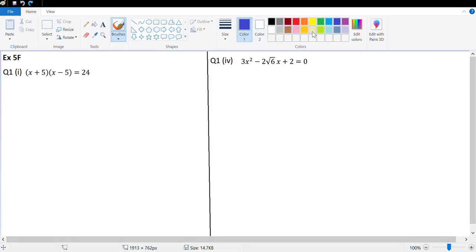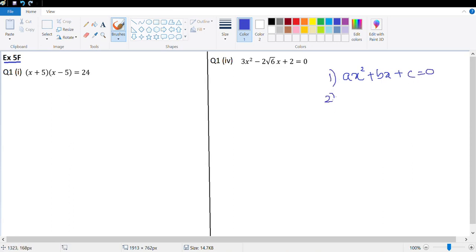Hi guys, let's start the last exercise of this chapter, which is Quadratic Equations, exercise 5F. Now before we start, let's quickly revise what all we've done in this chapter till now. The first thing we did was the standard form of a quadratic equation, which is ax squared plus bx plus c is equal to 0.